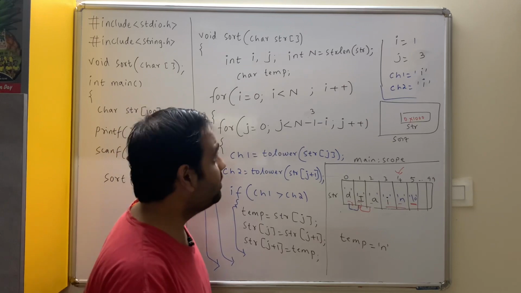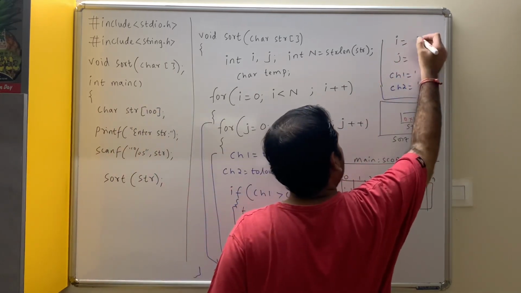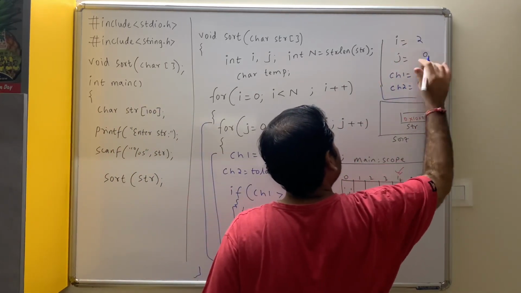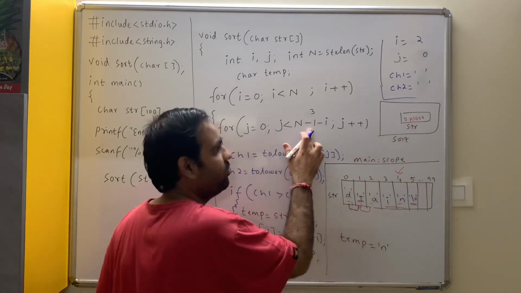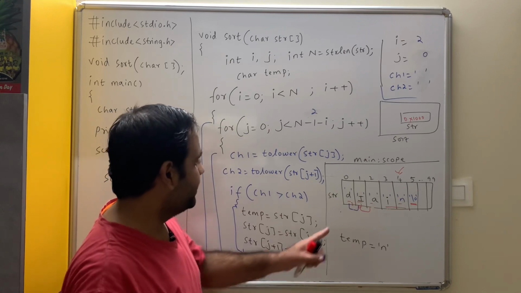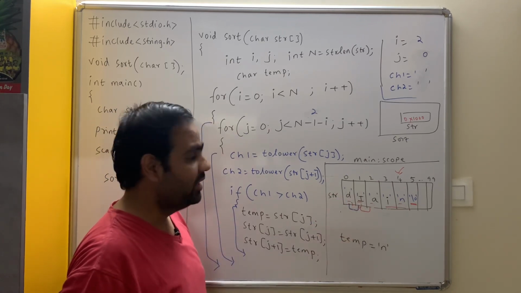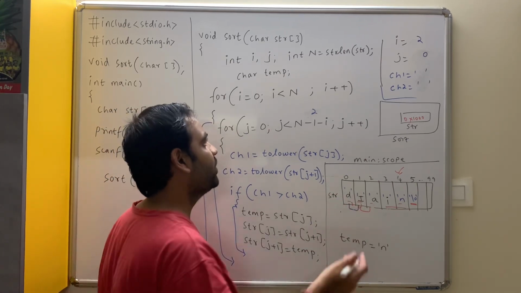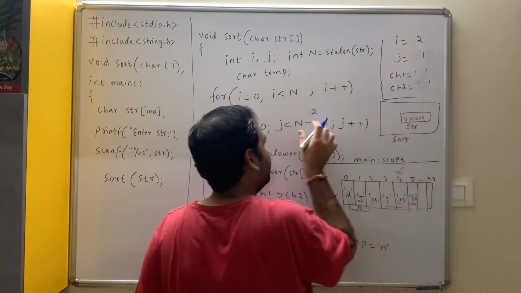Now again you say i plus plus, the value of i becomes 2 and j starts from 0. Now 5 minus 1 is 4, 4 minus 2 is 2. There are 2 pairs. Again we compare str of 0 and str of 1. d greater than i? No. We say j plus plus, j becomes 1. 1 less than 2, yes.